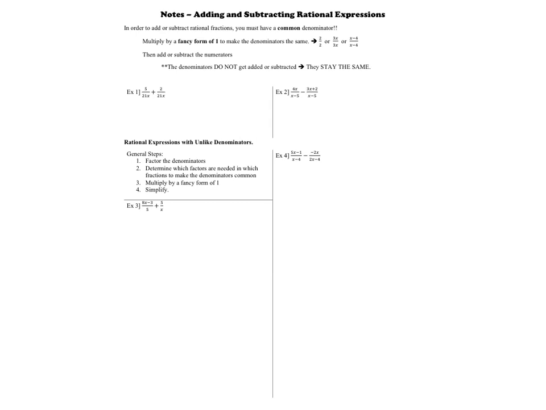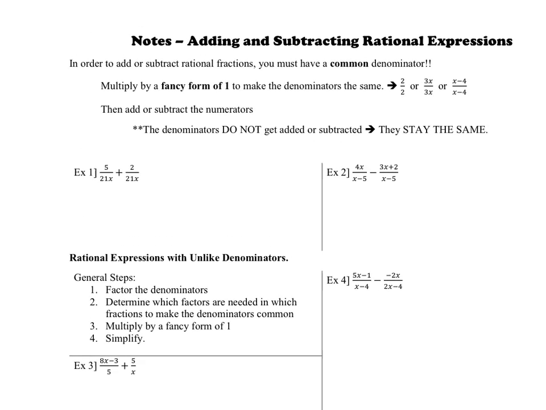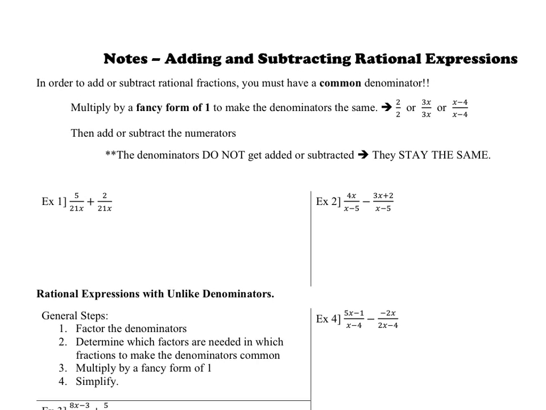Hey guys, welcome. So we are going to be talking about adding and subtracting rational expressions. Just like adding and subtracting regular fractions, to do this you must have a common denominator. If you don't have a common denominator, you can't add any fractions at all. The way we make them common denominators is we multiply by a fancy form of 1.